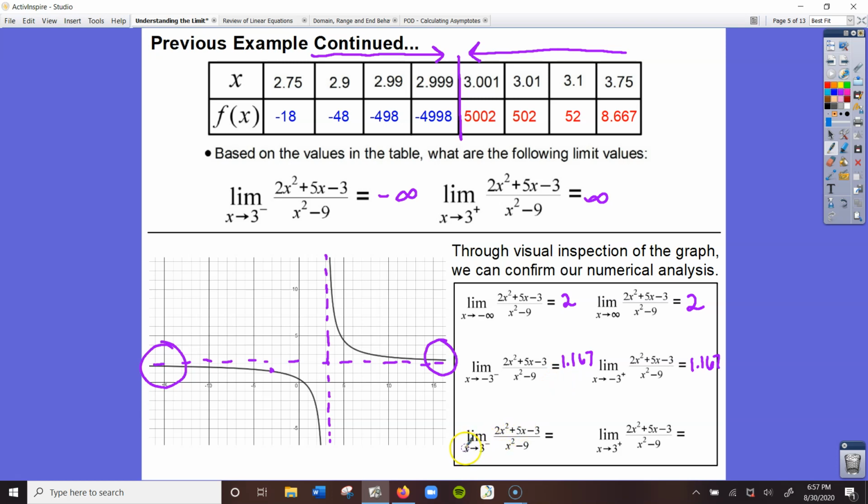Now, if we're approaching +3 from the left and from the right, we remember that at +3 we have that vertical asymptote. If x is approaching 3 from the left, we see that the graph is going down forever. So we would say that the solution to this limit is negative infinity. And as x is approaching 3 from the right, it's going up forever. So the limit of that function as x is approaching 3 from the right would be positive infinity.